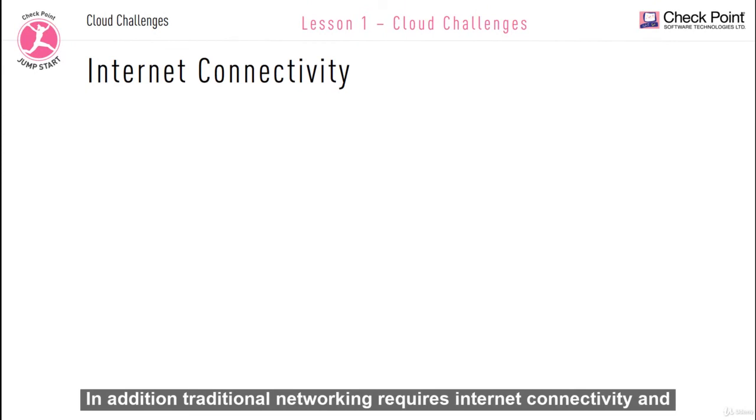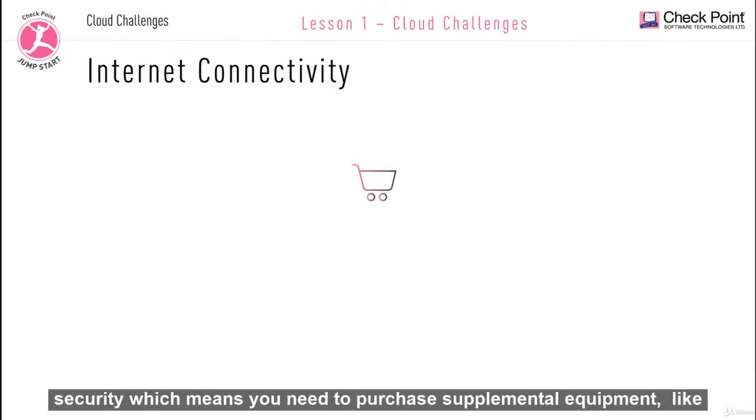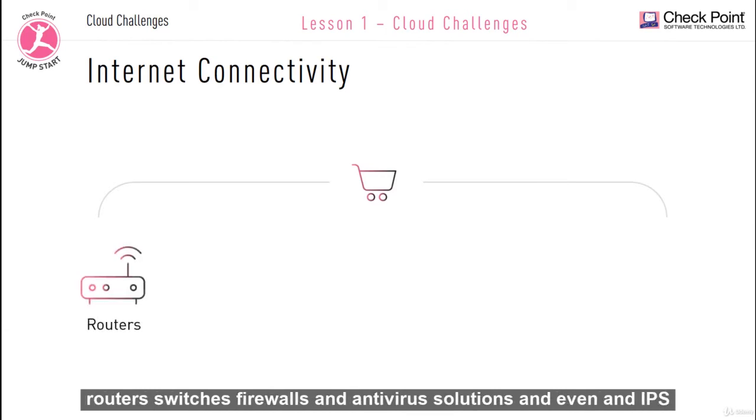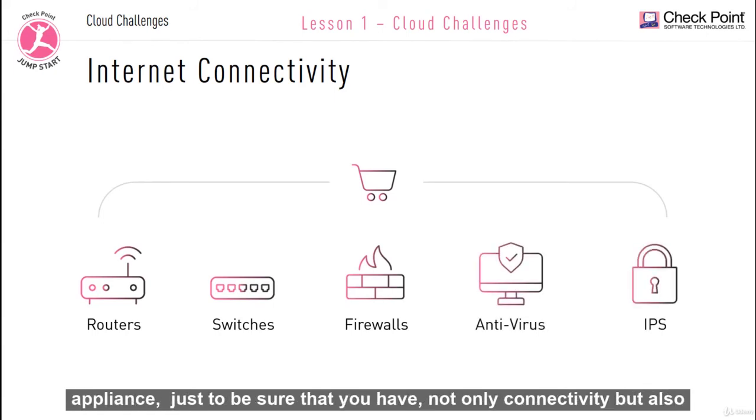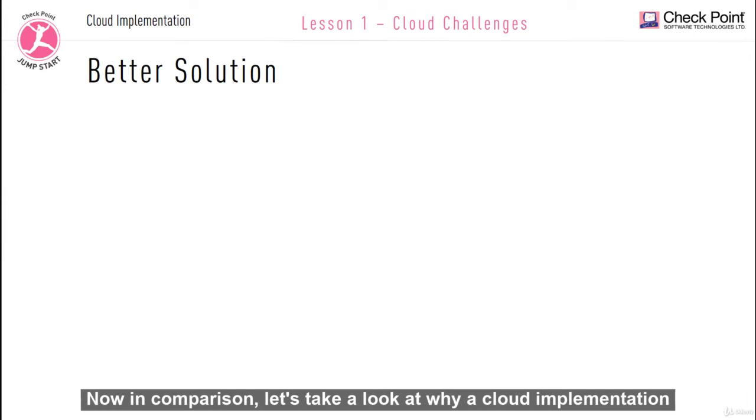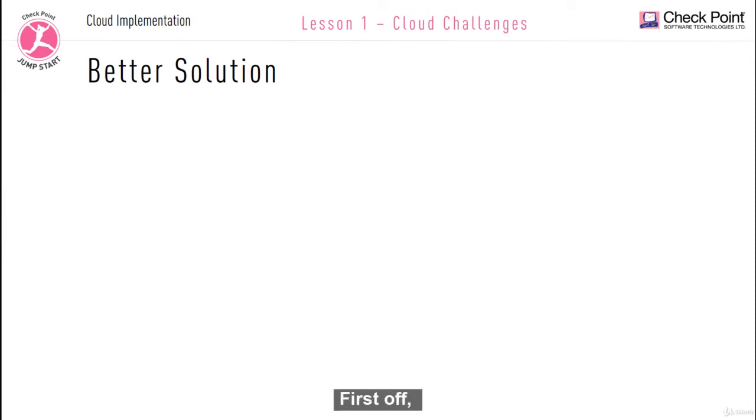In addition, traditional networking requires internet connectivity and security, which means you need to purchase supplemental equipment like routers, switches, firewalls, and antivirus solutions, and even an IPS appliance, just to be sure that you have not only connectivity, but also security. Now, in comparison, let's take a look at why a cloud implementation might be a better solution.